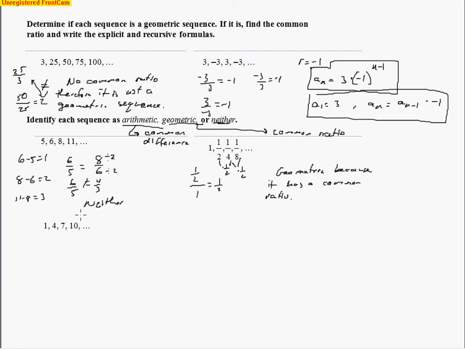And the last one here, it says 1 to 4. So I'm going to subtract first. 4 minus 1 makes 3. 7 minus 4 makes 3. And 10 minus 7 makes 3. So you see how you have a common difference. So we would say it's arithmetic due to the common difference.